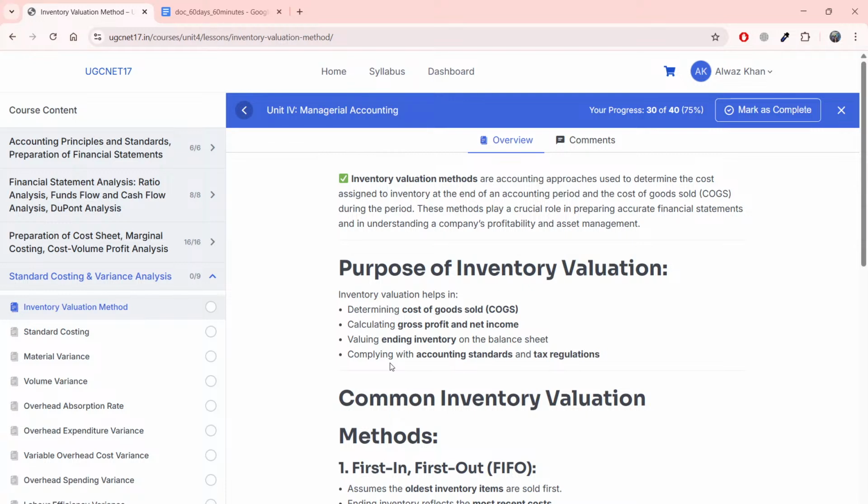Inventory valuation methods. Valuation methods are accounting approaches used to determine the cost assigned to inventory at the end of an accounting period and the cost of goods sold during the period. These methods play a crucial role in preparing accurate financial statements and in understanding a company's profitability and asset management. Purpose of inventory valuation: it helps in determining cost of goods sold, calculating gross profit and net income, valuing ending inventory on a balance sheet, and complying with accounting standards.